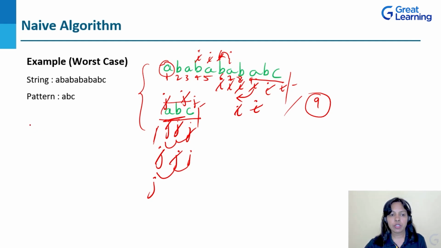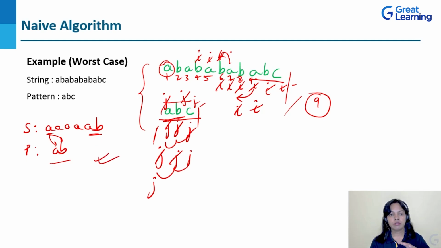Another example, suppose the string is AAAAAAAAAA, and the given pattern is AAAAB. Now you could see here, this is the worst case scenario. You have to compare every character of both of these, because every time the first characters will be the same. But finally you will find the given pattern at the end of the string. Right? So this was the worst case scenario for the naive algorithm.